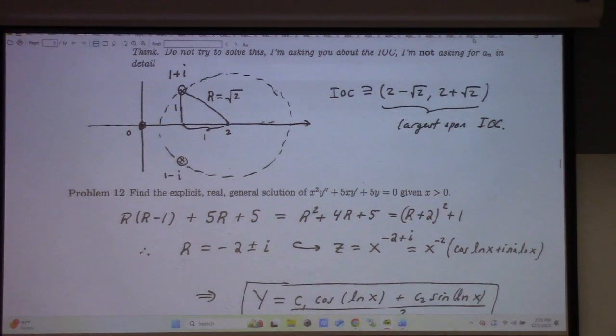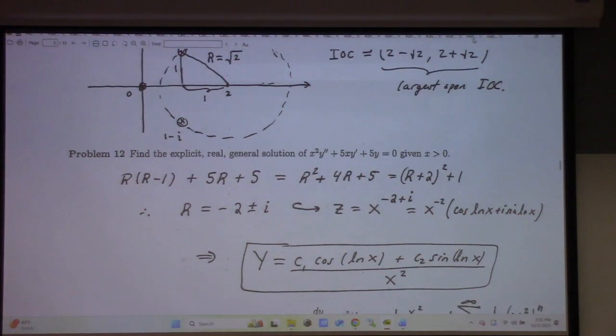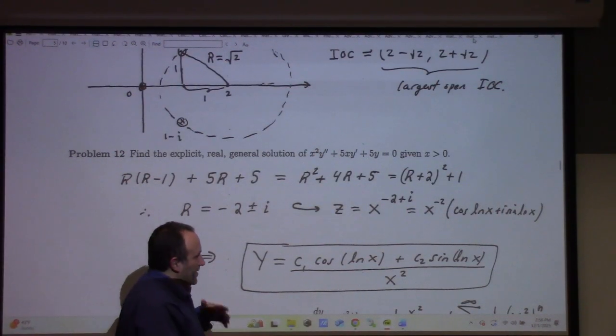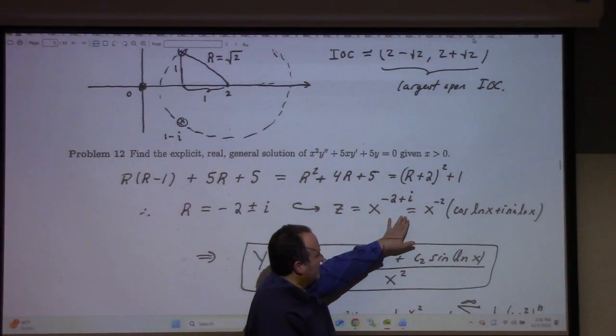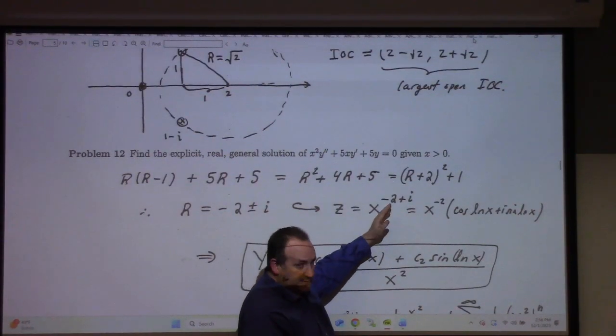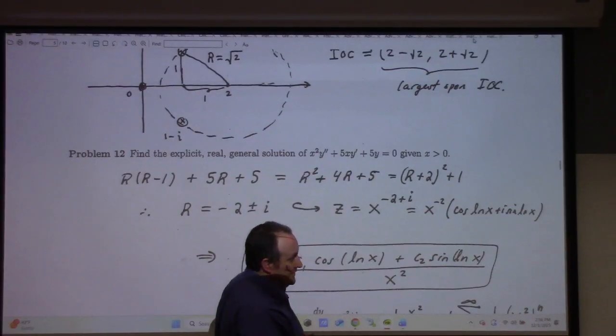Here's a Cauchy-Euler problem. As you know, we're interested in real solutions in here, right? So it's great that we found a complex solution. x to the minus 2 plus i is an intermediate step, but the answer must be in terms of real quantities, yeah?